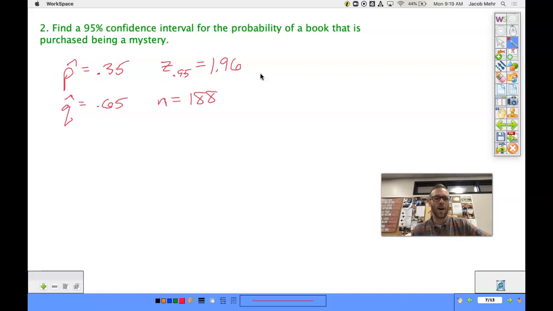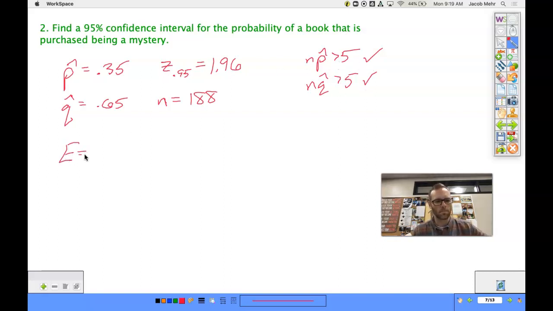I'm sorry. We need to make sure our criteria is met. Is n times p hat greater than 5? Well, remember, this is just the number of successes. It was 66, wasn't it? 66 out of the 188. If I take 188 times 0.35, I'll get 66. And n times q hat, that's greater than 5, that's the number of failures. If 66 were mysteries, that leaves 122 that weren't. We're well over our criteria, so that's good.